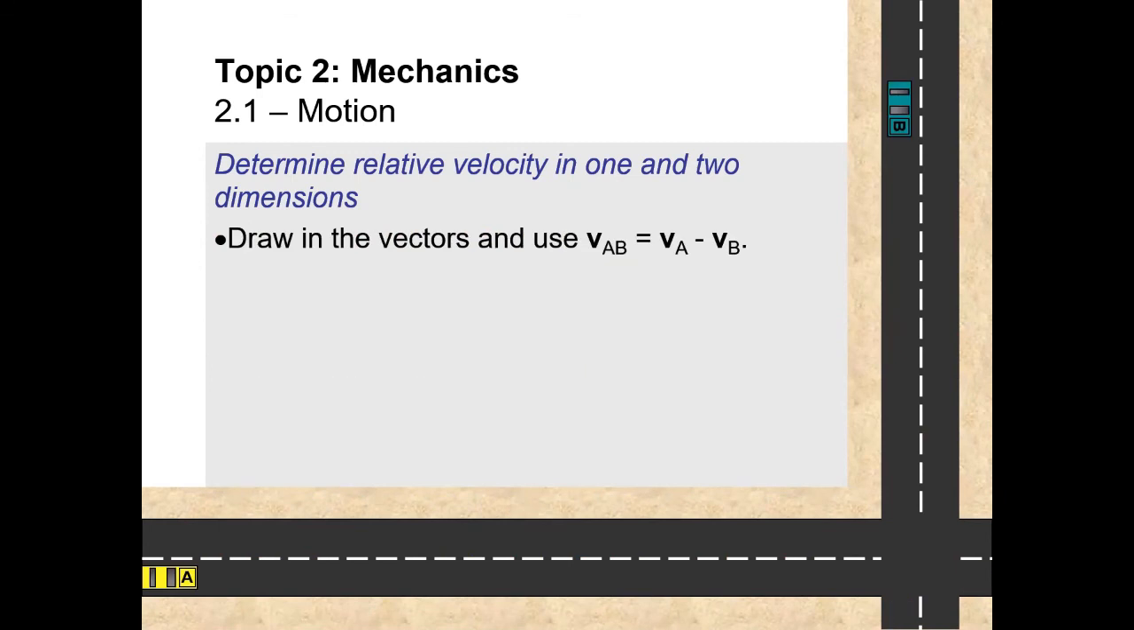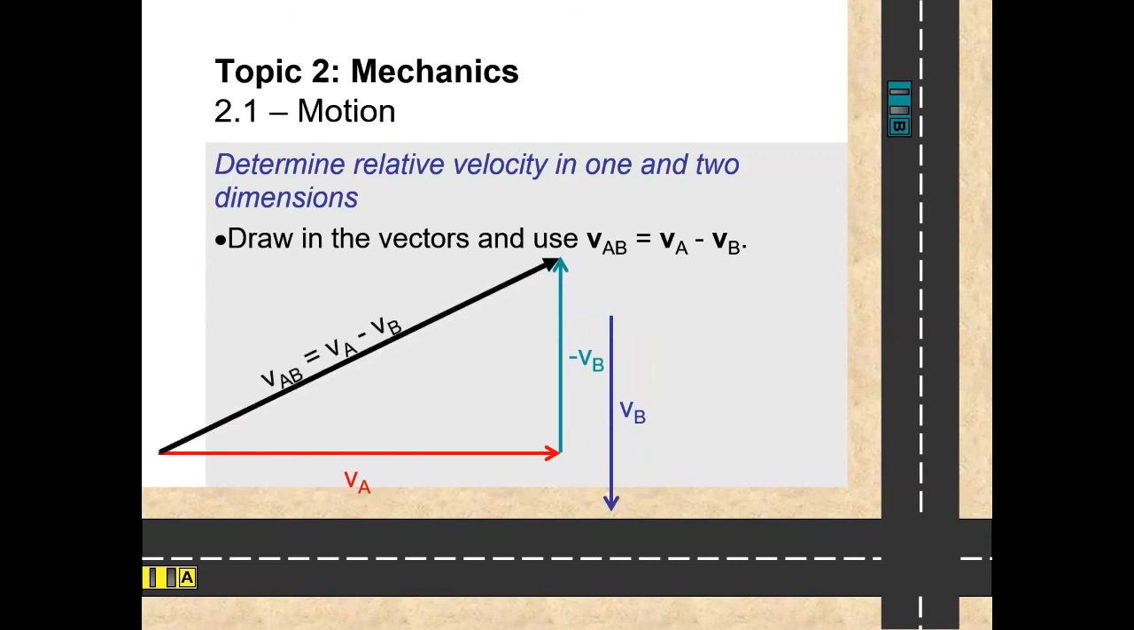Draw in the vectors and use VAB equals VA minus VB. VA, VB. We can reverse the vector quantity, reversing the direction of the vector in a parallel position. So that's going to be minus VB. The end of the first vector is the beginning of the second vector. And that gives us VAB equals VA minus VB.